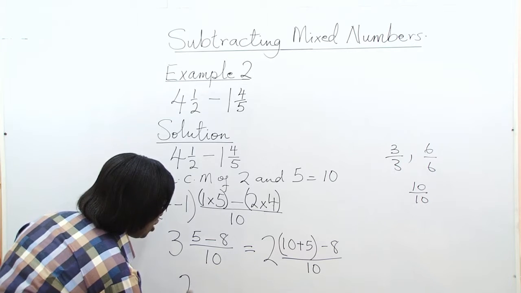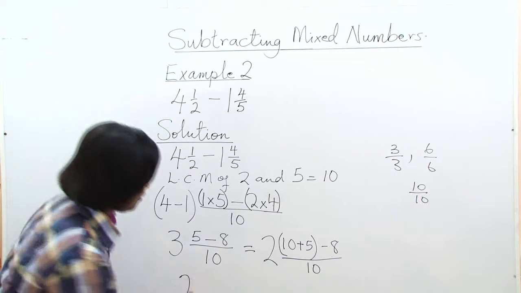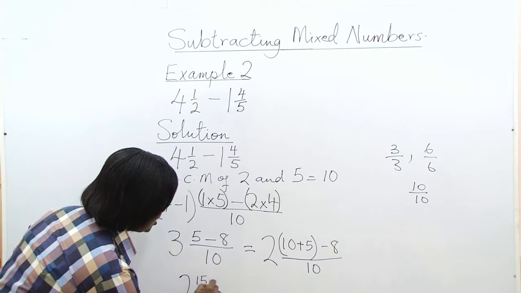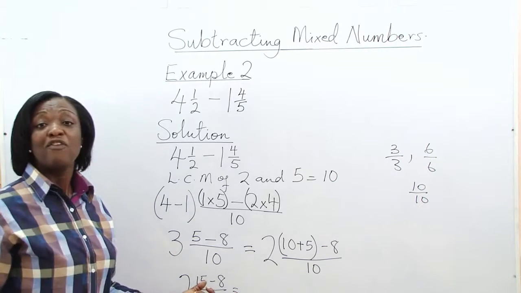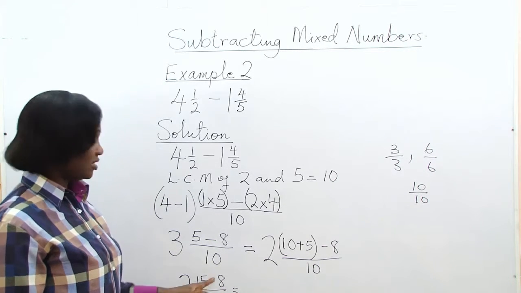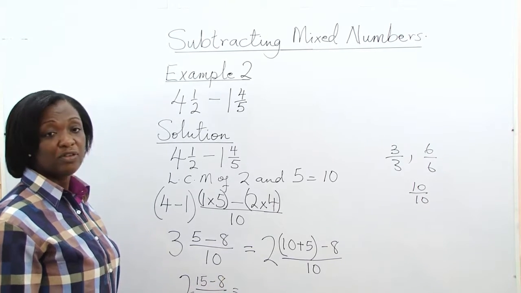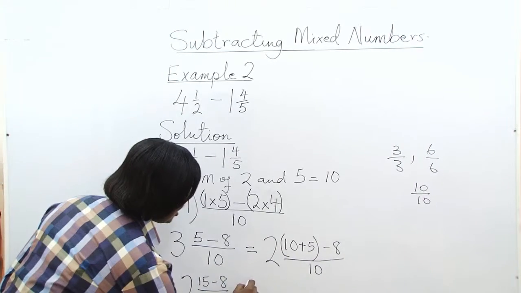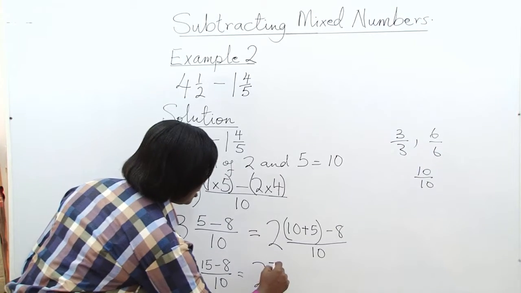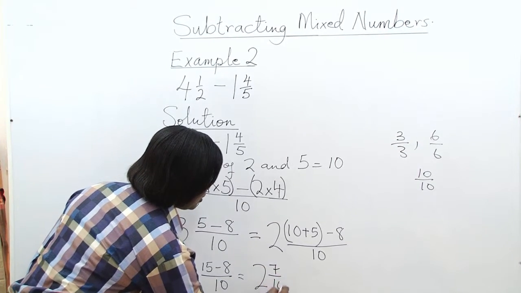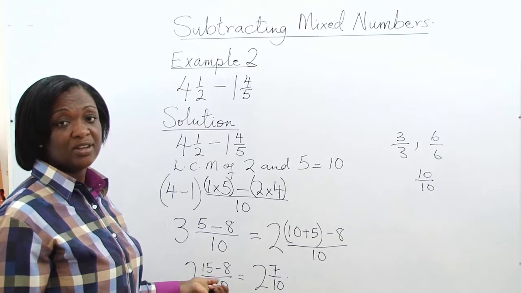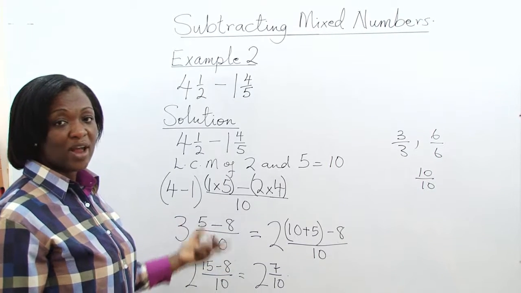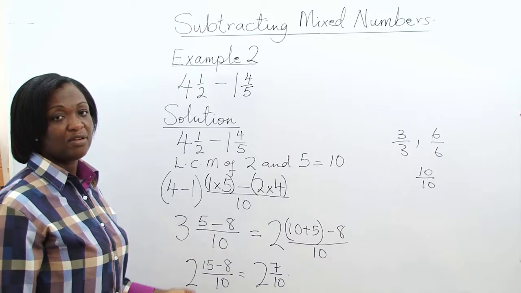So it's 2 whole number, 15 take away 8 over 10. We can conveniently subtract 8 from 15. So our answer is 2 whole number, 7 over 10. Very easy. Just go through the steps one after the other.